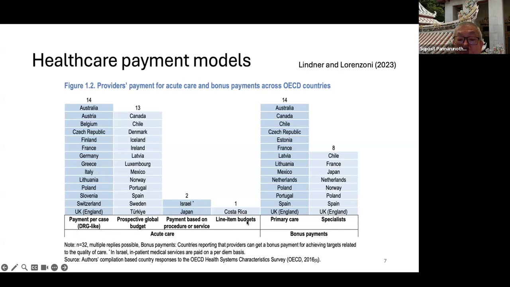or line item budgets. This is rather traditional. There's only 1 country, because other countries try to make the payment to providers move away from the supply side. And for the bonus payment for the specialist, it can be arranged for the primary care service or the specialist in about 8 countries.